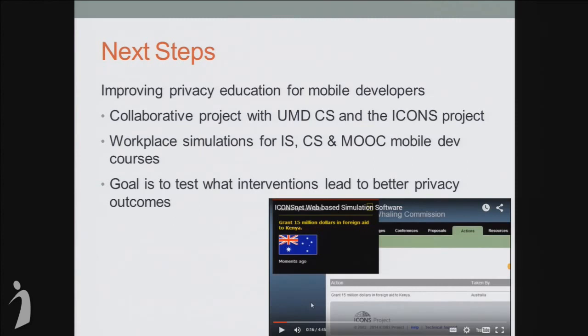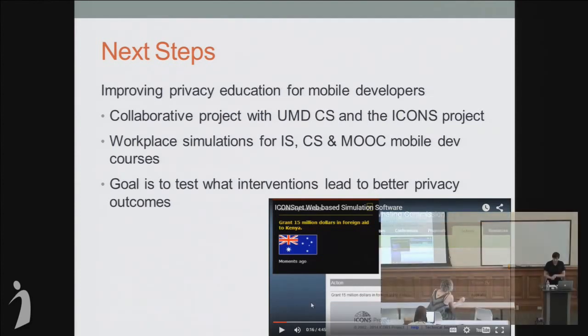And finally, we're working on improving privacy education for mobile app developers. This is a collaborative project with the CS program at UMD and the UMD Icons project, which is a group in political science that builds online simulations, kind of model UN sorts of things. They've mostly done it in political science, and they will be helping us in mobile development now. The idea is to build workplace simulations in which people work on teams to build a mobile app, for IS students, CS students, and also MOOC students.